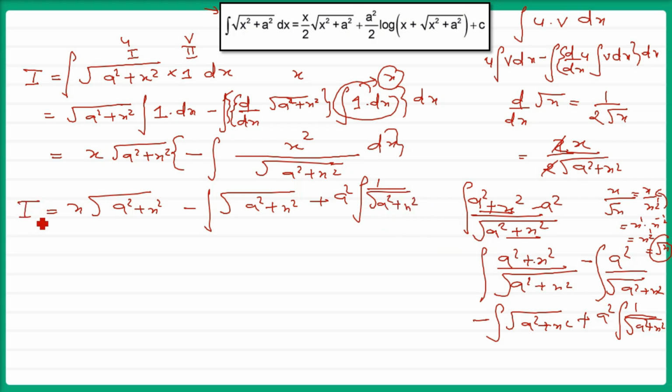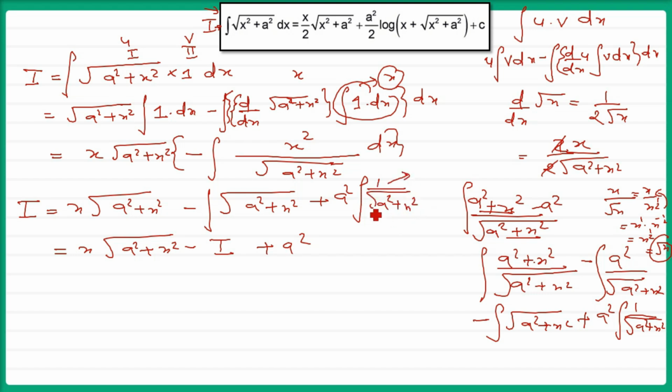Now what do you see here? This under root a square plus x square integral is what we have started. This is I only. And what about this one, a square? Let's write the first term first, then I'll tell you about the last one. x under root a square plus x square is already there. Minus I, I will take on the left hand side. A square is outside. 1 by under root a square plus x square has a direct result.